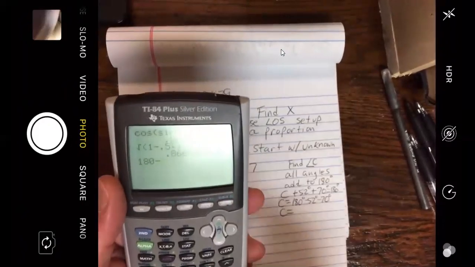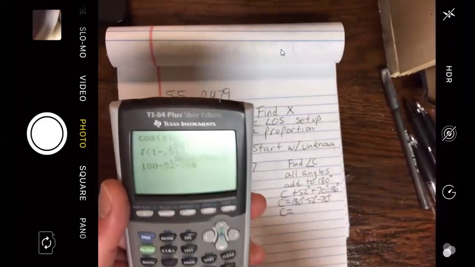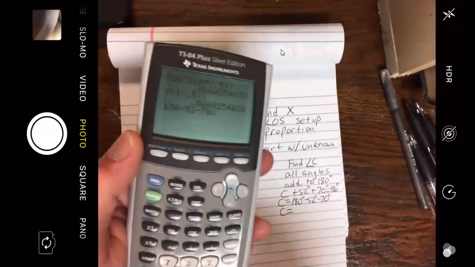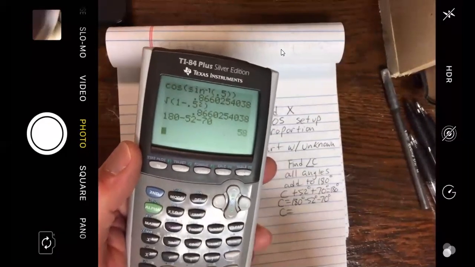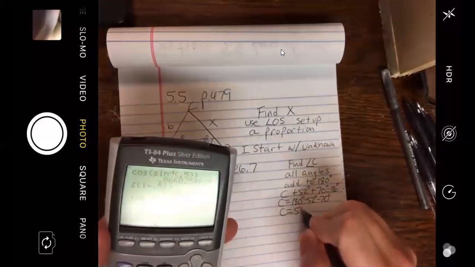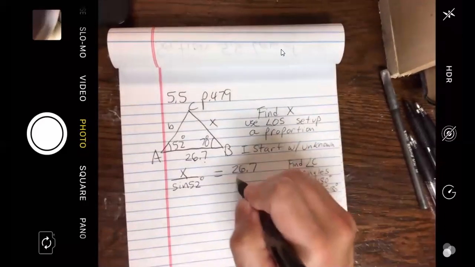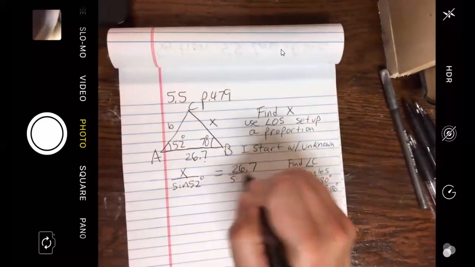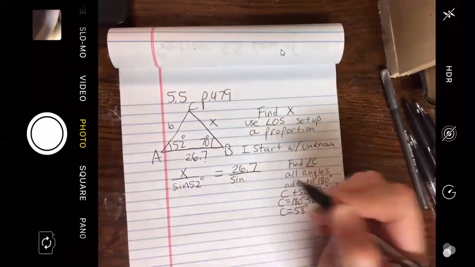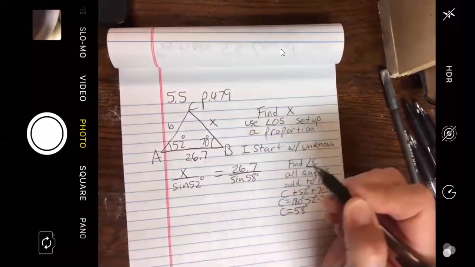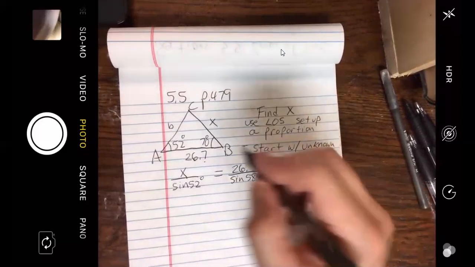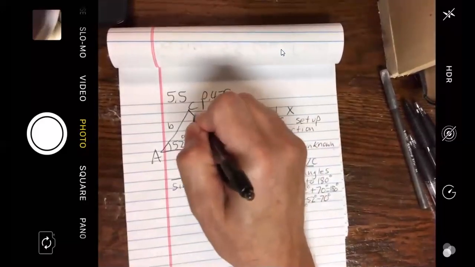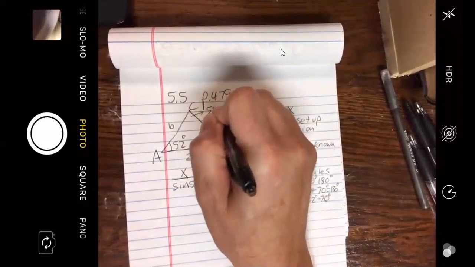180 minus 52 minus 70. See that? I'm at 58 degrees. So that's sine over sine 58 degrees. So this is 58 degrees.